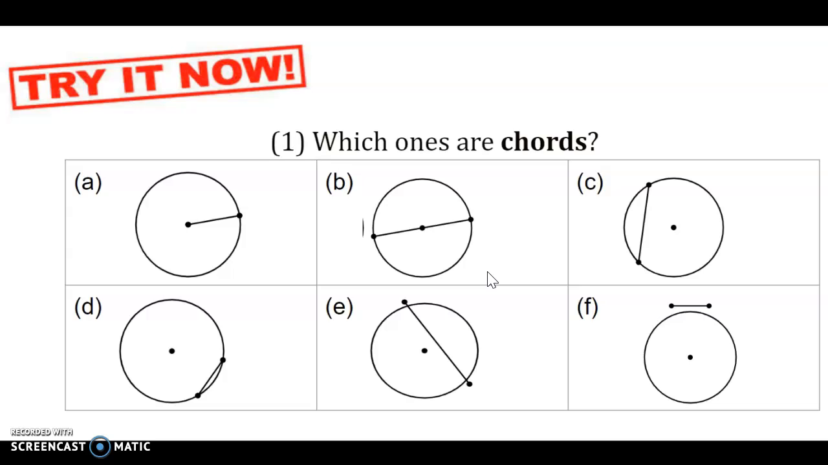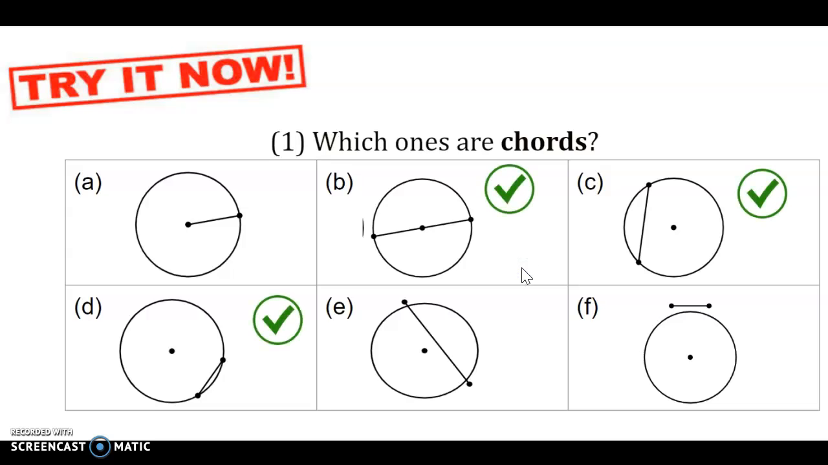Let's try it now. This is where you get to try which ones are chords. You have 6 choices. Quickly jot down on some piece of paper which of these are chords, and there are more than one answer. So please jot down the letters. I'll be showing you the answers in a minute.